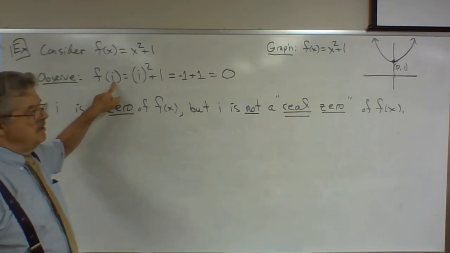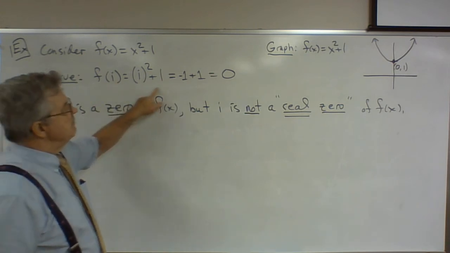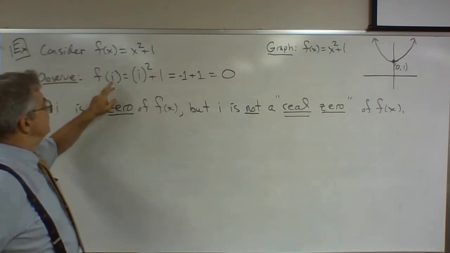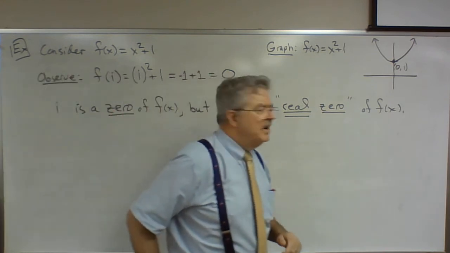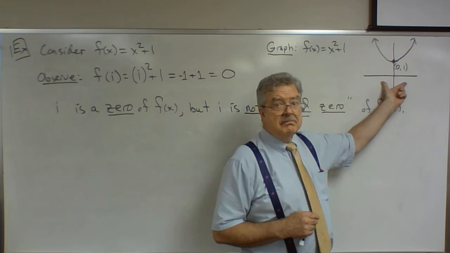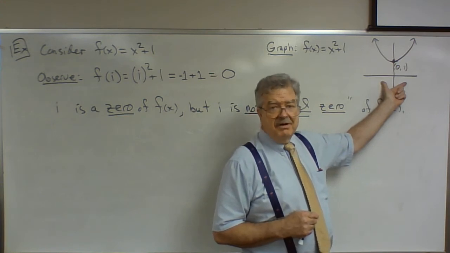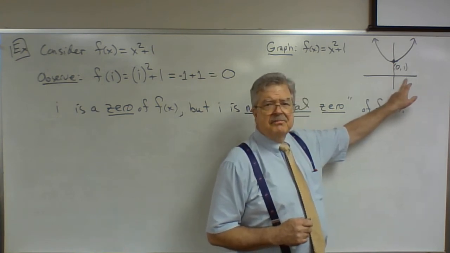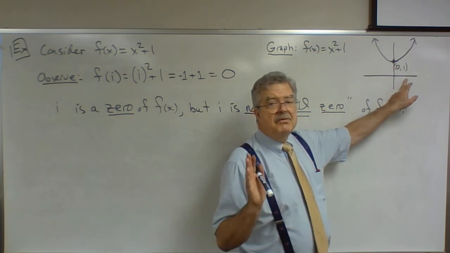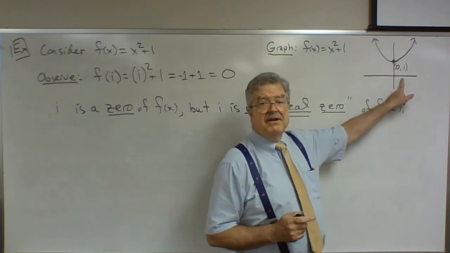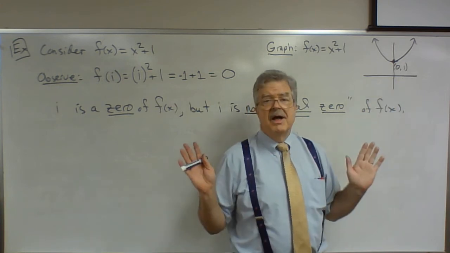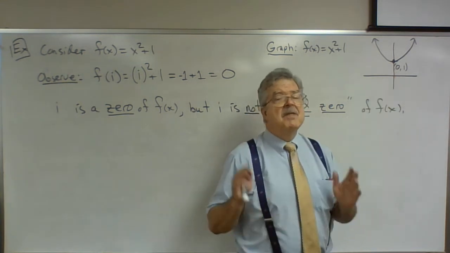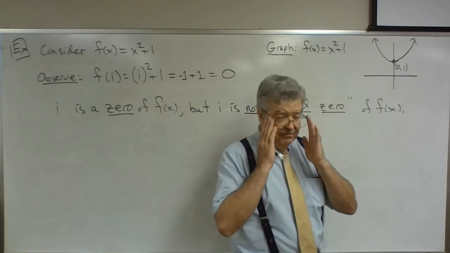i is not a real number. So even though it makes f of x equal to 0, and i is a zero of f of x, i does not correspond to any point on the x-axis where the graph of f of x crosses the x-axis. And how could it? The x-axis contains only real numbers. If we try to find i on this x-axis, we're not going to find it. The x-axis and the y-axis both only have real numbers.